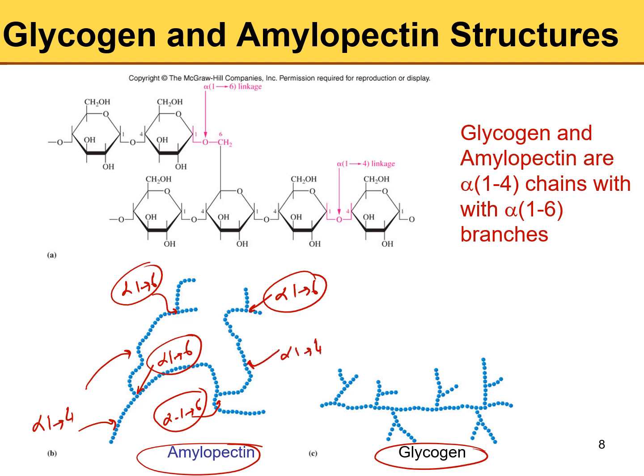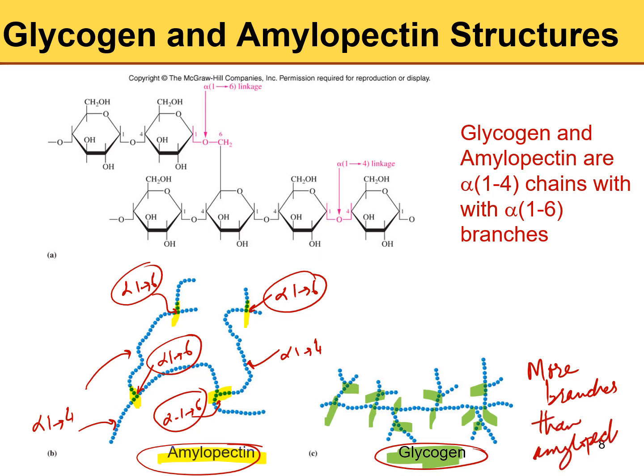Now you can see comparing amylose and amylopectin. In amylopectin, you have a branch here, branch here, branch here, branch here. In this one, you have 4 branches. If you look at glycogen here, you have many more branches: branch, branch, branch, branch, and so on, right? So you can see that glycogen is highly branched, has more branches than amylopectin. That is obvious here.